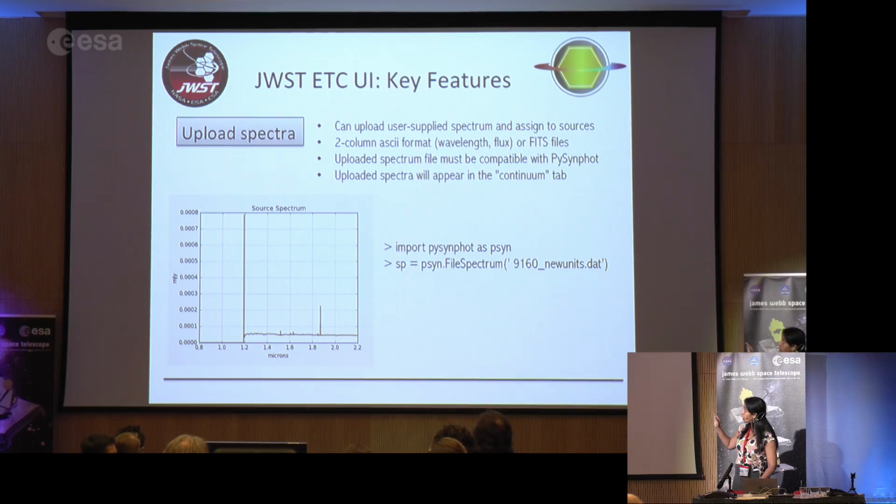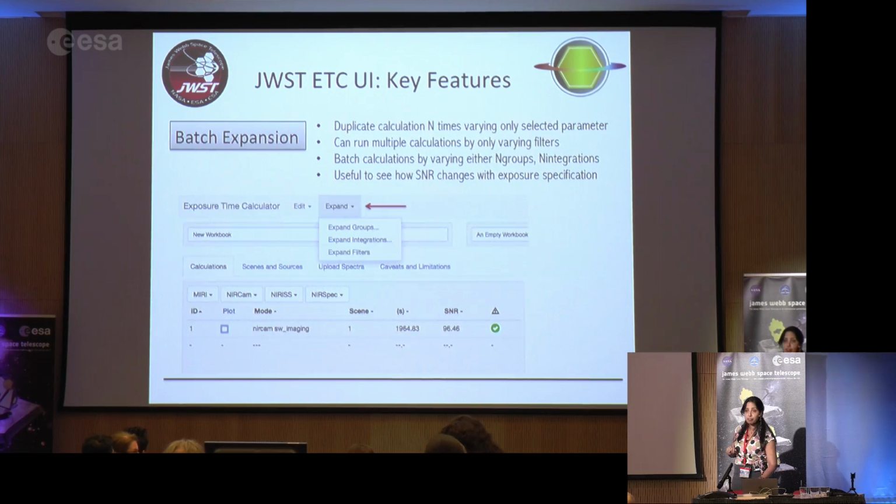You can upload spectra. It's just a 2-column ASCII format or FITS file, and you have wavelength in one column and flux in the other. And here, I've given you 2 commands. You will have the slides after the presentation. You can use these commands to make sure that your input spectrum is compatible with PySynphot, because then the ETC will handle it correctly. And then your uploaded spectra will appear in the Continuum tab for you to then assign it to your sources.